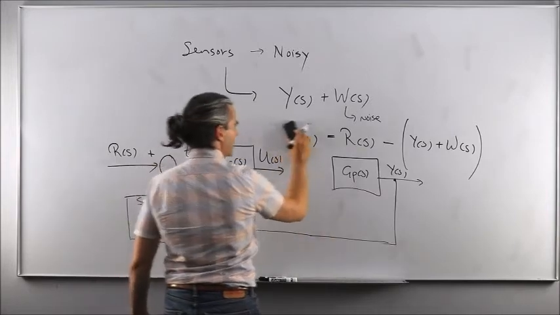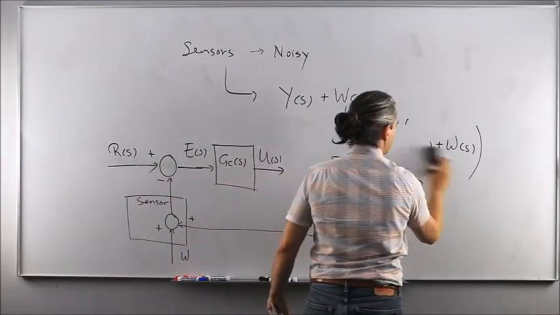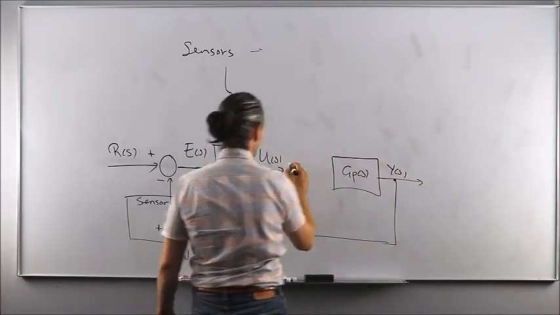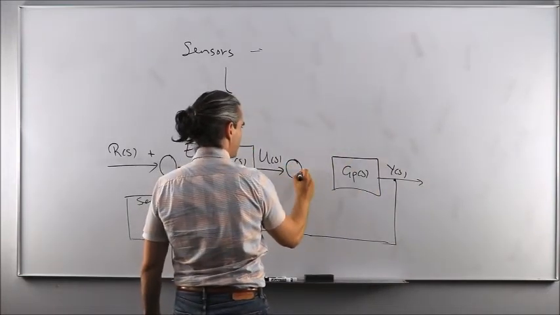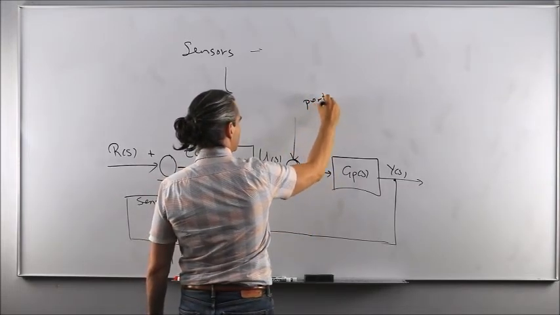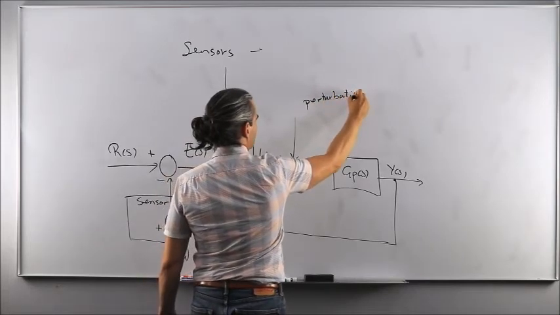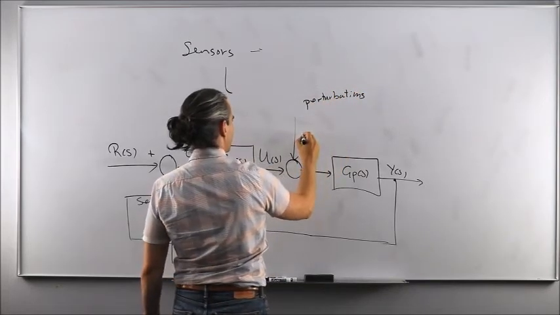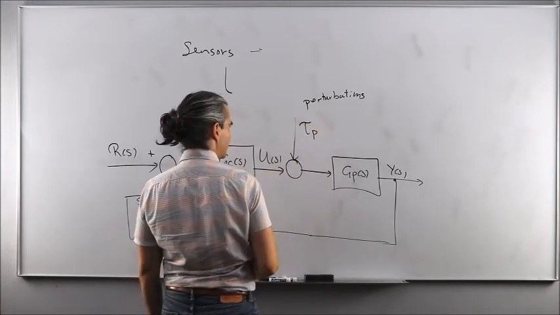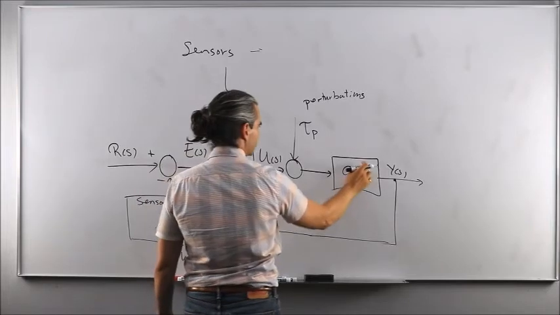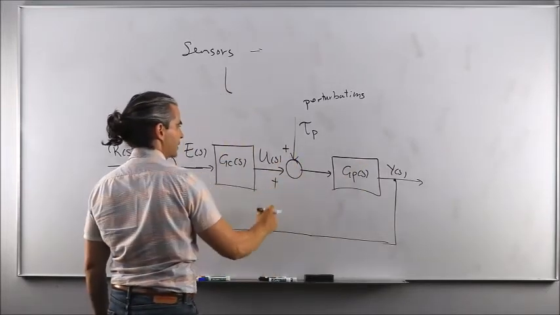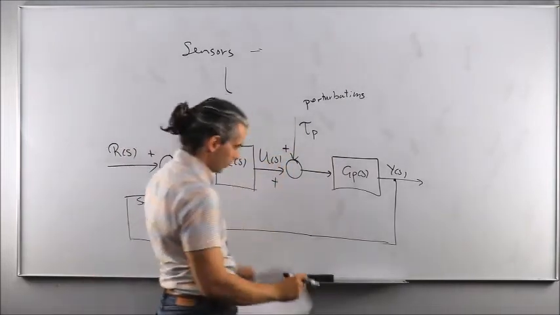But U doesn't go directly to the plant because of perturbations as well. Okay. So there is another summing block here where perturbations are coming from. That would be your tau P signal coming in. Okay? Plus, and those two together are being fed to the plant.